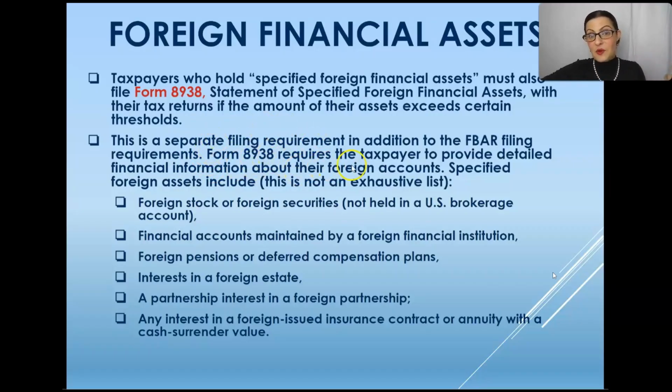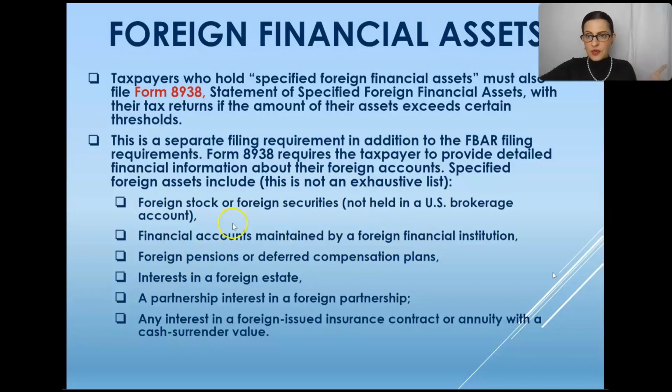Form 8938 requires the taxpayer to provide detailed financial information about their foreign accounts. Specified foreign assets include, but this is not an exhaustive list, just examples here: foreign stock or foreign securities if they are not held in a U.S. brokerage account. Like if you purchase foreign stock through your E-Trade accounts or your Fidelity accounts, those aren't considered foreign financial assets because you're purchasing them through a U.S. financial institution. But if you actually hold foreign stock or foreign securities directly, then those are foreign financial assets that have to be reported.